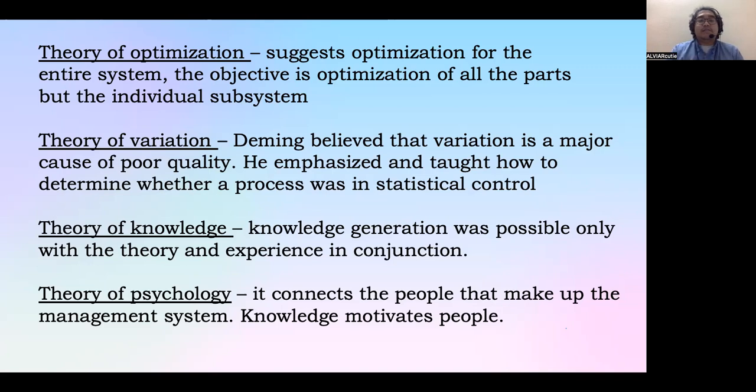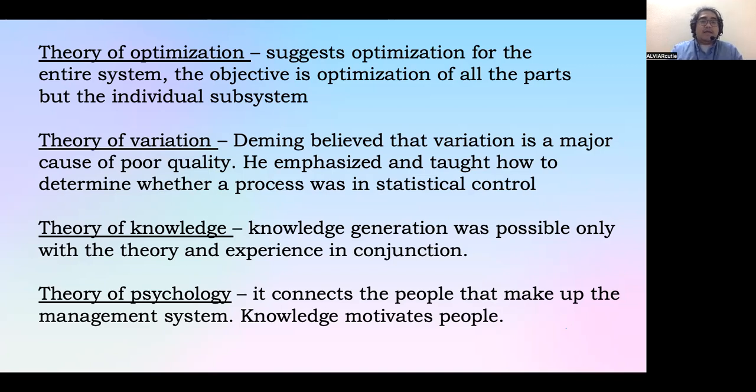Sa theory of variation naman, Deming believed that variation is a major cause of poor quality. He emphasized and thought how to determine whether a process was in statistical control. So sabi naman dito sa theory of variation, kasi nga mayroon nagkakawatak-watak. So yung gawa ng ibang tao ay gawa ng ibang tao pero pareho ang product. Sabi dito, nagkakaiba ang quality. Halimbawa, may maganda rito, may hindi maganda sa kabilang product.